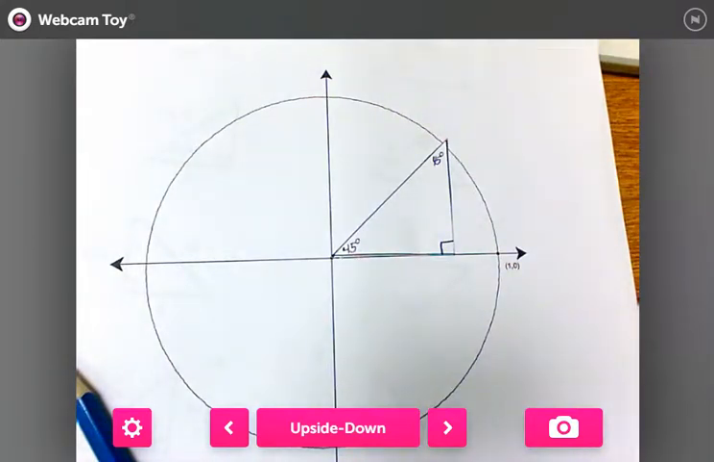I'll cut it out. Once you have it cut out, you use your protractor and wait for 45 degrees to go.